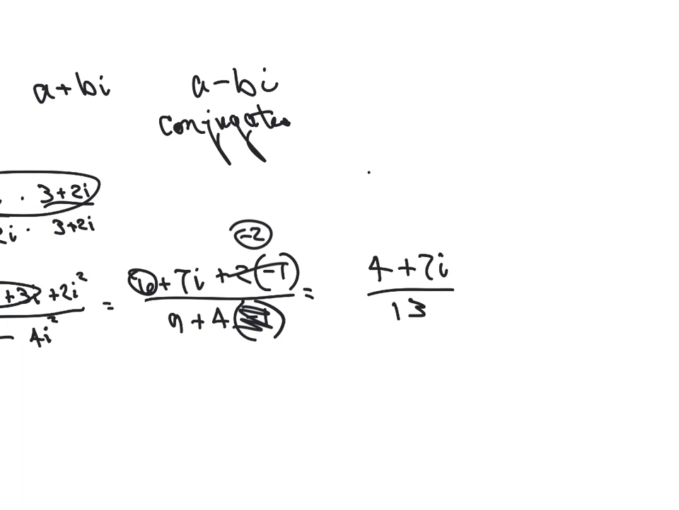Problem is, it is not in a plus bi format. We have to split these up. So we have a real part and an imaginary part, or a complex part. So we just split each one of these up and put it over 13. And now we're in the form a plus bi. Okay.